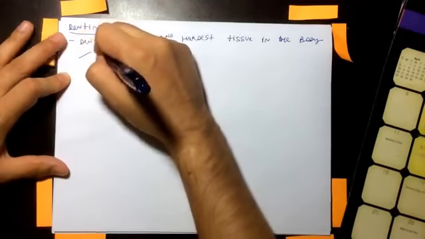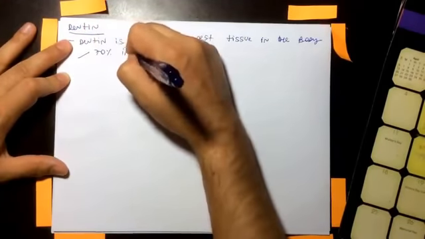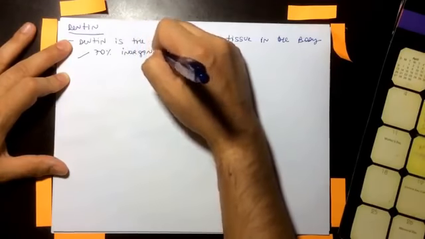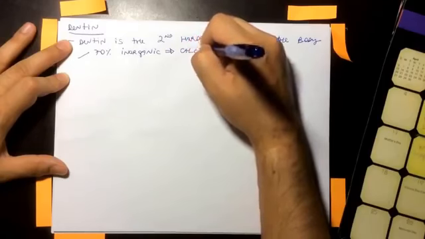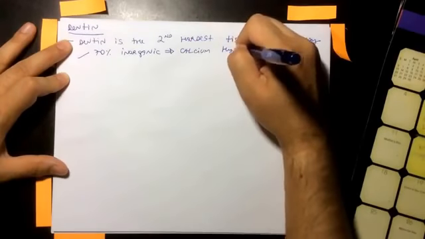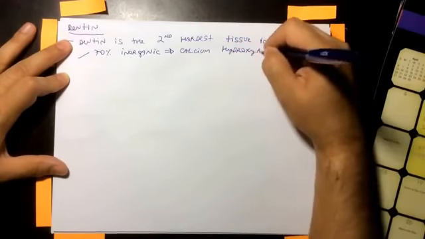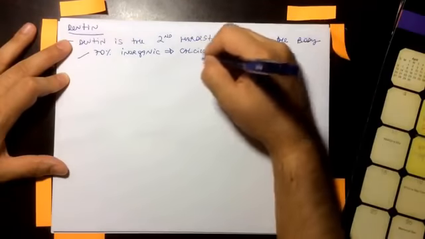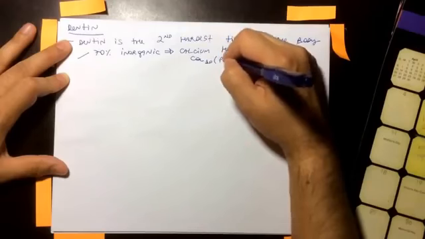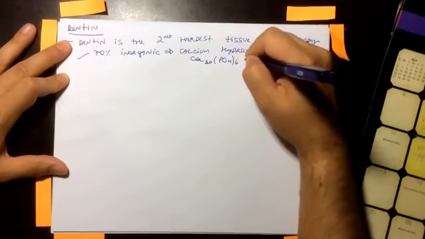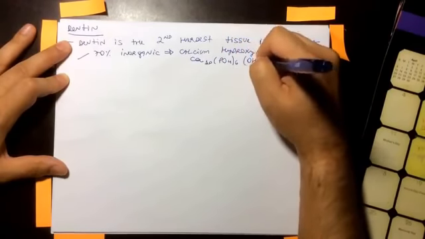So it's gonna be 70% inorganic. Again, that means mineral, and mineral means calcium hydroxyapatite, formula Ca10(PO4)6(OH)2.